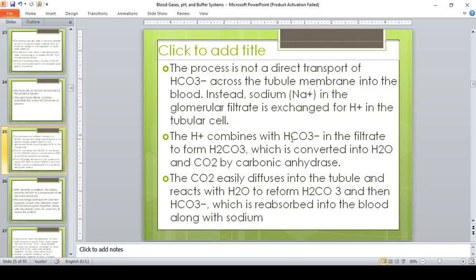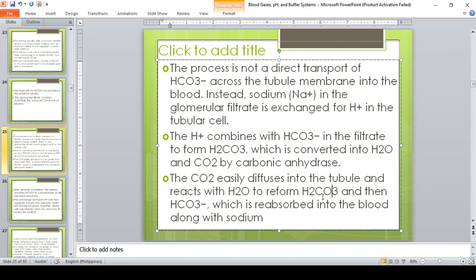So, the hydrogen ion combines with bicarbonate to form, again, i-combine mo lang siya. So, magiging H2CO3. So, magiging carbonic acid na siya, which is converted into water and carbon dioxide by the carbonic anhydrase. The carbon dioxide easily diffuses into the tubule and reacts with the water to reform. Okay, so parang pabalik-balik lang. Magre-reform siya into carbonic acid and then magde-diffuse ulit into bicarbonate, which is reabsorbed into the blood along with the sodium.